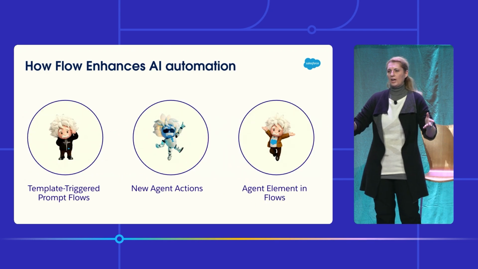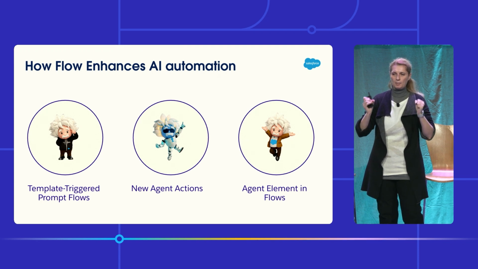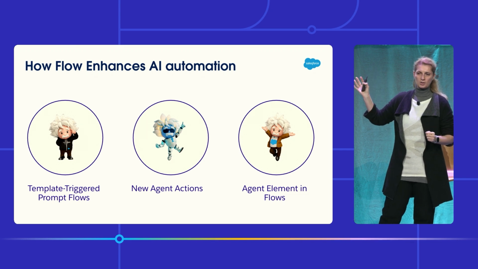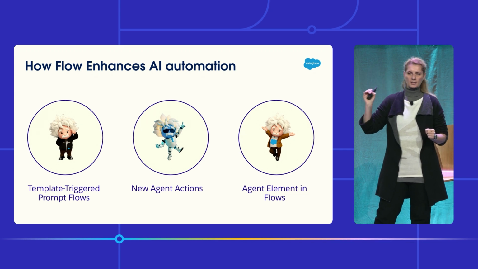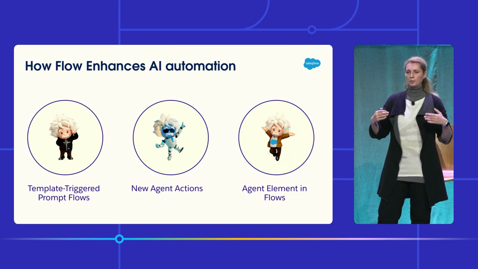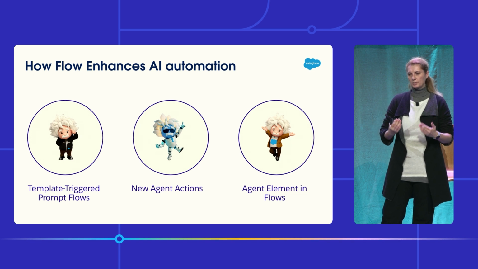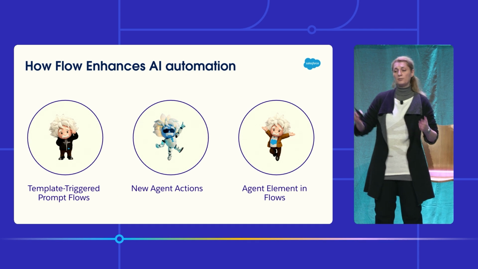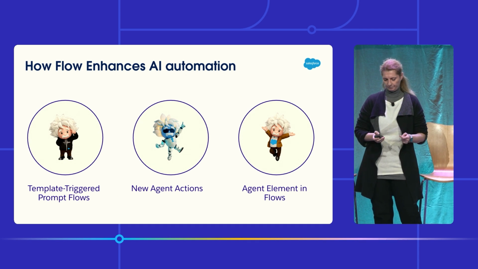So I talked a lot. Let's see how we can apply all of this to a real-life scenario. I'm going to go through 3 demos, 3 solutions that you can build to solve the same business process. The first one, I'm going to show how you can build a template trigger prompt flow, use it in a prompt template to ground the information, and then pull the information from that prompt into your field. The second one, I'm going to show you how you can use flows and prompt templates to build an agent action. And then I want to go full circle and show you how you can invoke an agent from the flow.